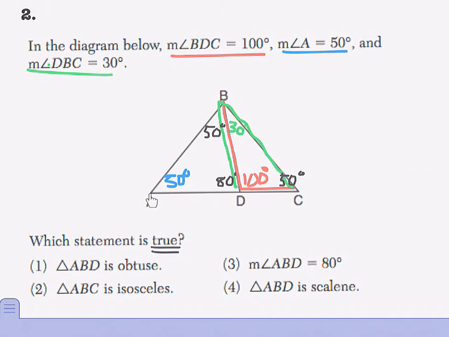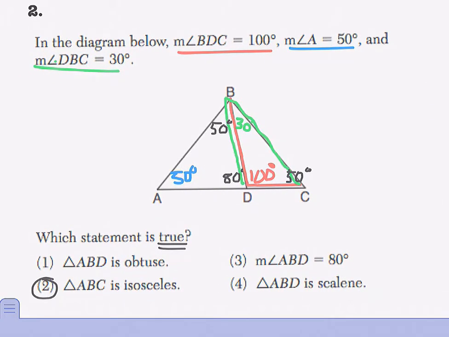Is ABD obtuse? ABD is not obtuse because it has no obtuse angles. All the angles are less than 90 degrees. Is triangle ABC isosceles? So let me find ABC. ABC is this triangle here. I don't have any measurements of the lengths, but in an isosceles triangle, two of the angles are equal. So I've got a 50-degree angle here and a 50-degree angle here. So that must mean that this is the correct answer. I'll still look over the other answers just to make sure that I'm 100% sure that I'm right.